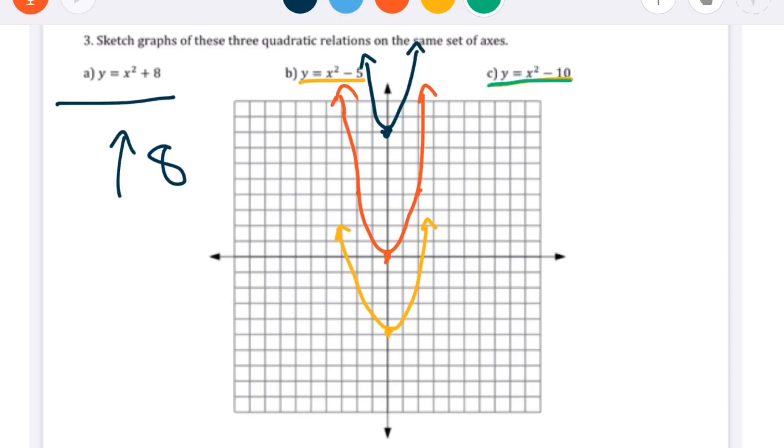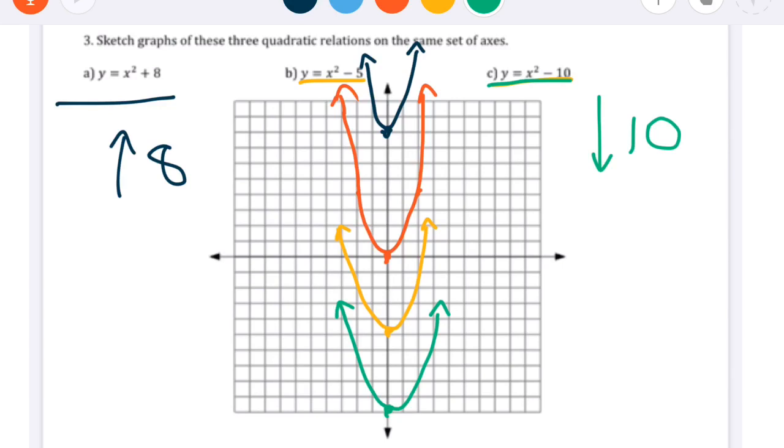I'm going to do this in green. Again, another very rough sketch, but this y-intercept of negative 10 is going to shift it down 10 units. So there's the y-intercept, another very rough sketch. It would look something like that.